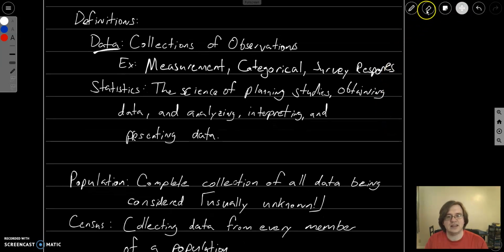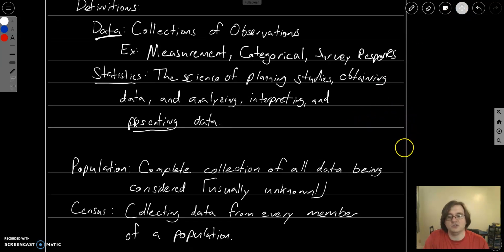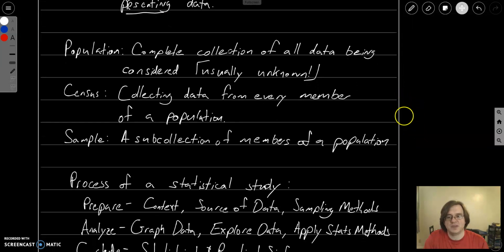And statistics is just going to be the science of roughly studying data, but also planning the studies to obtain the data, looking at how you're going to be analyzing and interpreting the data. But also a big part of statistics is how you present data to one another. How do you communicate this data in a way that it's clear and concise, and you're not going to mislead each other on the effects on the conclusions that you can draw from the data.